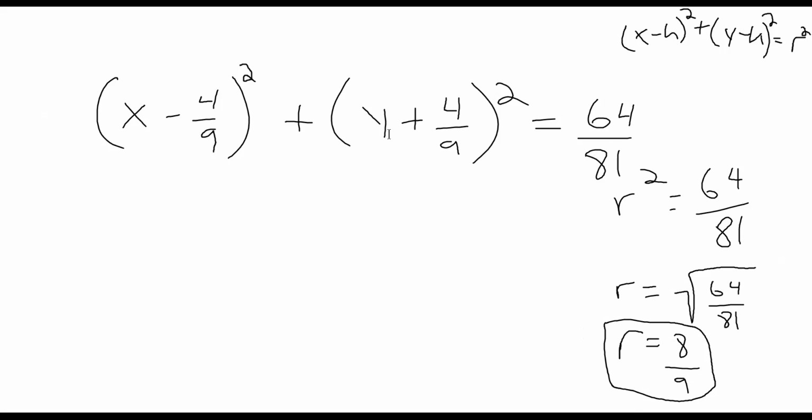And now it's written in this perfect form, this wonderful form here. We're going to have a center. Well, using this form, the center is positive 4/9 because there's minuses in the equation. So we take the opposite. So it's positive 4/9 is the x coordinate. The y coordinate is negative 4/9. It's the opposite sign.